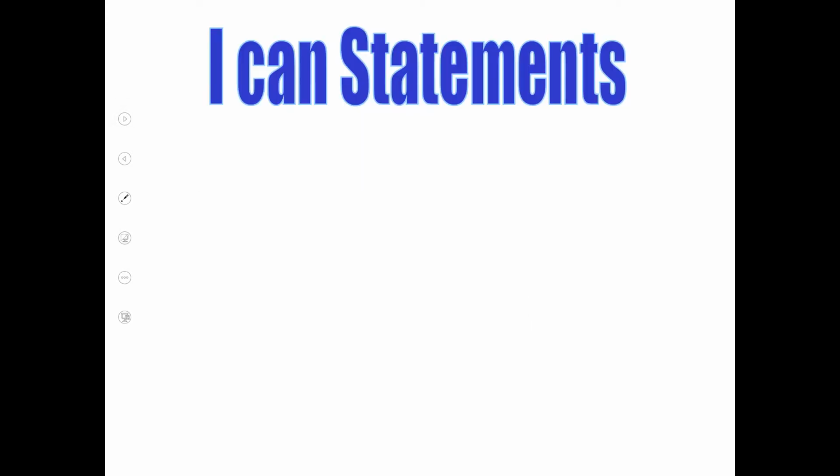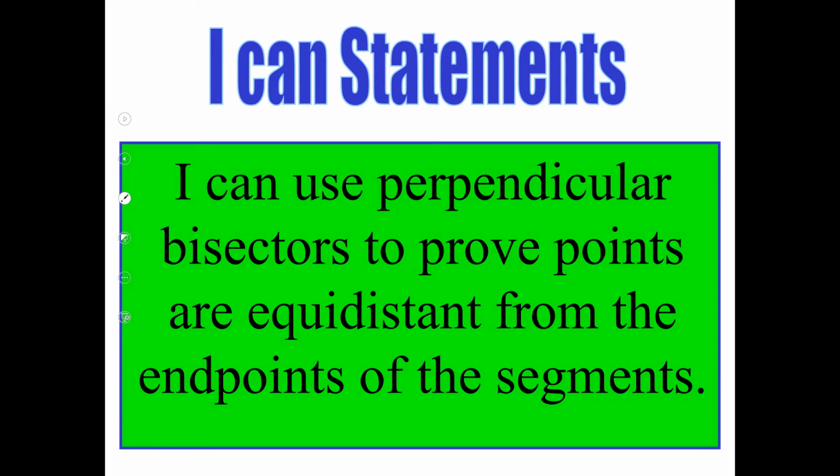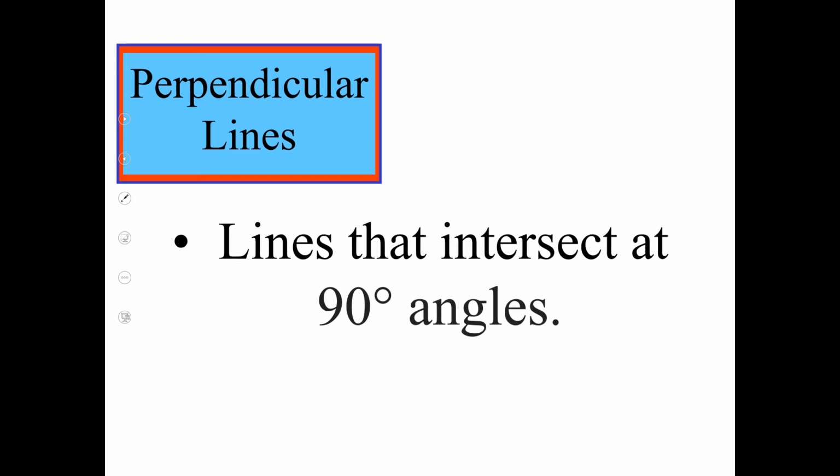So the I can statements for this part of the lesson are: I can use perpendicular bisectors to prove points are equidistant, or the same distance, from the endpoints of the segments. What that means is we're going to practice perpendicular bisectors and show that they go through right in the middle of the segment. To start with, let's go back over perpendicular lines, even though I think it'll be familiar to most of you. I'm just going to touch on it.